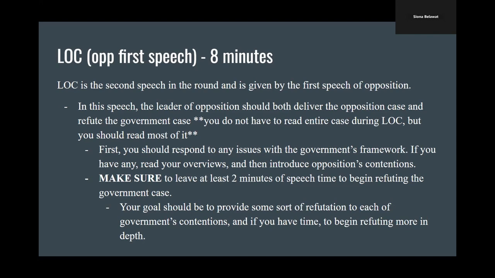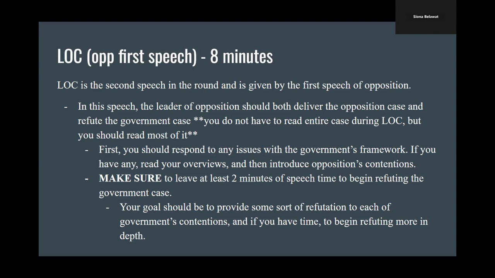So you've tackled the top of the case. This should not take more than 1 minute maximum. So that's the top of the case. Then you get into your contentions. Again, claim, warrant, impacts, and then you need to leave enough time to refute the government case. An ideal split would be 4 minutes on your case and 4 minutes on their case, provided that there's no top of the case refutations.